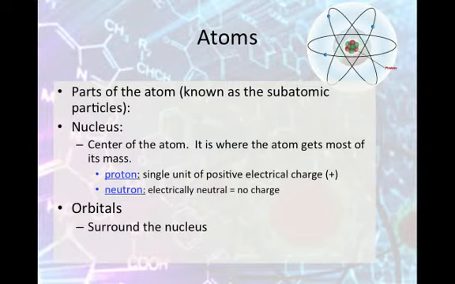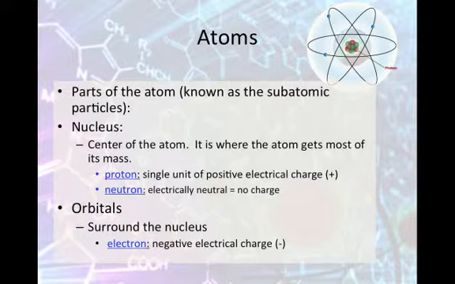Orbitals contain electrons that fly around the nucleus. The electrons have a negative charge. They are always moving, and they are very small in comparison to protons and neutrons. They are only about 1/2000th the size of a proton or a neutron.